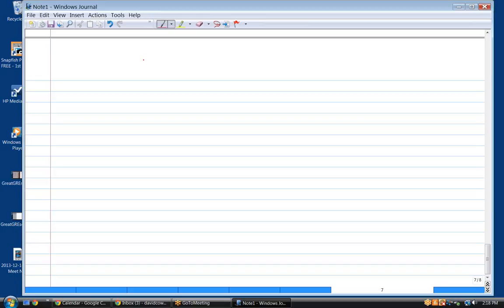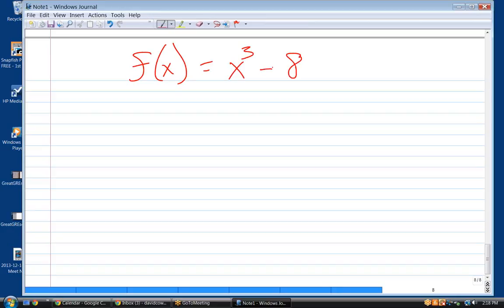Okay. So it's one of those 1-to-1 problems. So it's f of x equals x cubed minus 8. And then it says it is 1-to-1. And then it says find an equation for f to the negative first of x.